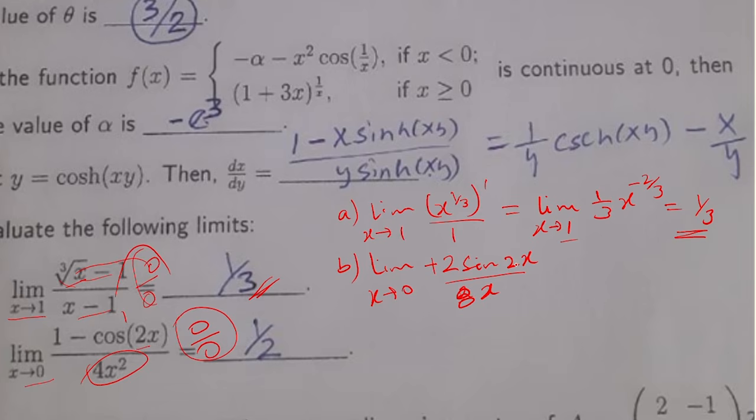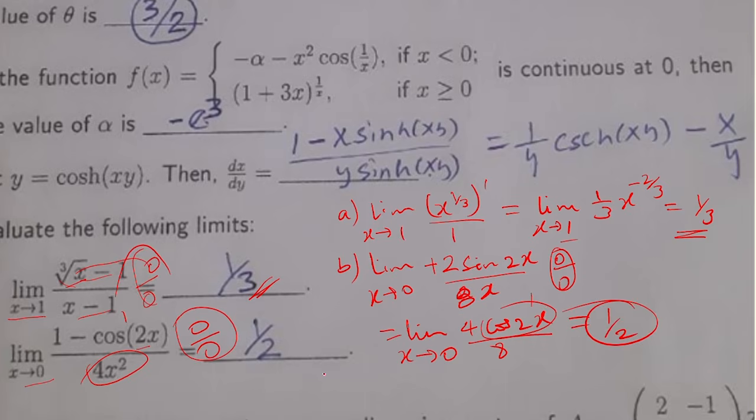Again, what's sin 0? 0. Again, this is 0 over 0 form, indeterminate form, as x approaches 0. Therefore, again apply L'Hopital's rule. Limit of the derivative of 2 sin 2x, that is 4 cos 2x, over the derivative of 8x, which is 8, as x approaches 0. Now cos 2x becomes 1. Therefore, the result is 4 over 8, that is 1 over 2. That's question number 9. Let's proceed to question number 10.